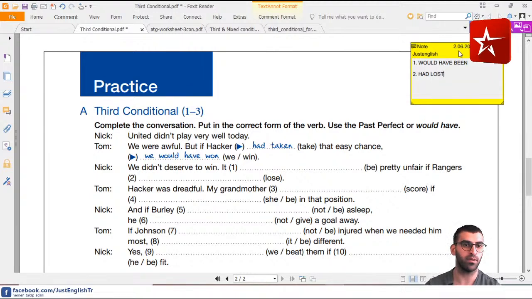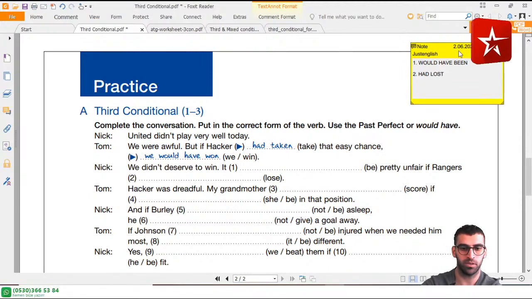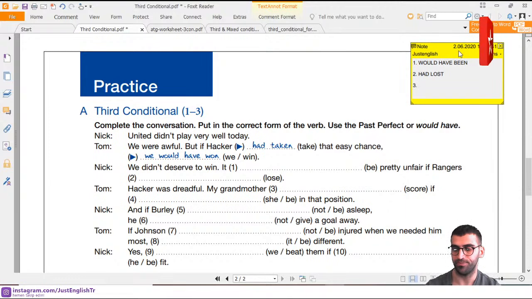Tom says, Hacker was dreadful. My grandmother, and so on, if in that position, my grandmother. It's a kind of funny sentence. My grandmother is the subject of a main clause, and we have the if clause. So I'm waiting for your answers for number 3 and 4. Which one should we write here? I'm waiting for the students' answers. I won't write anything here until I get a comment from you.